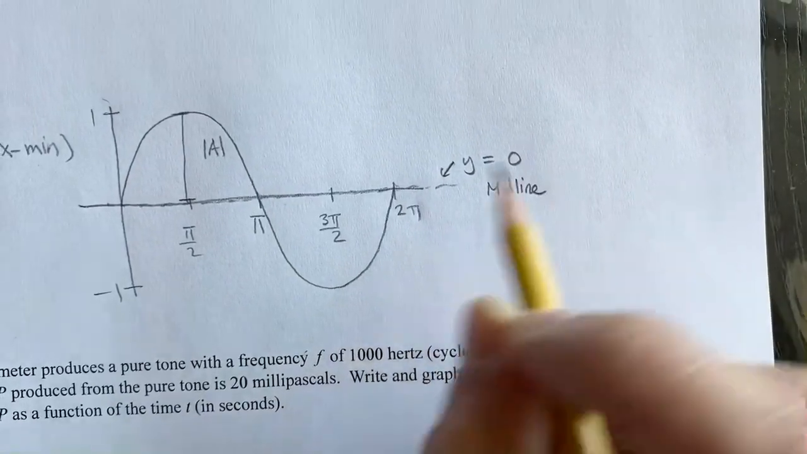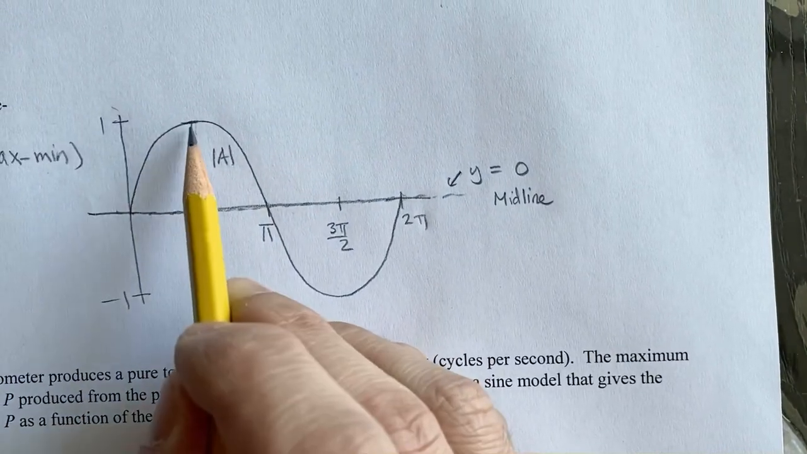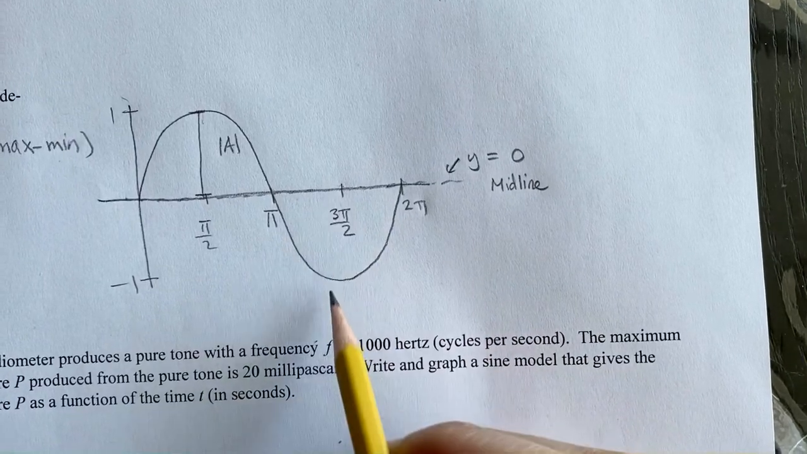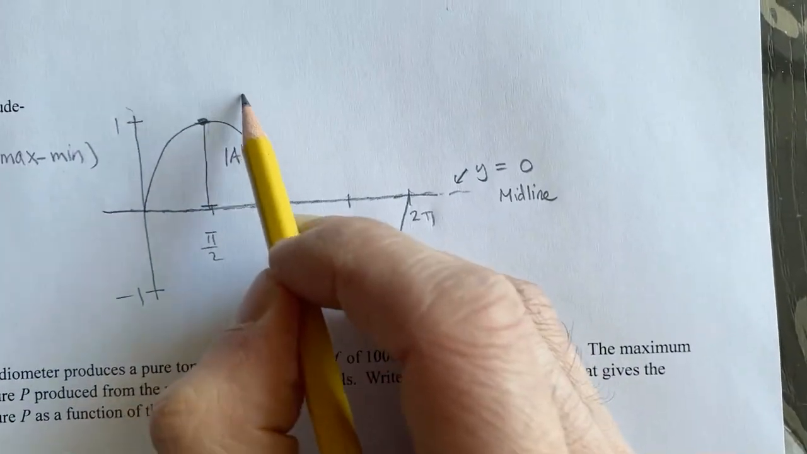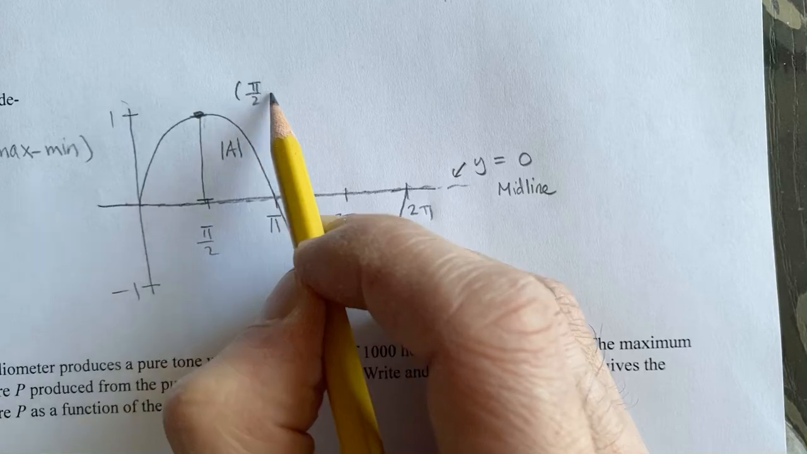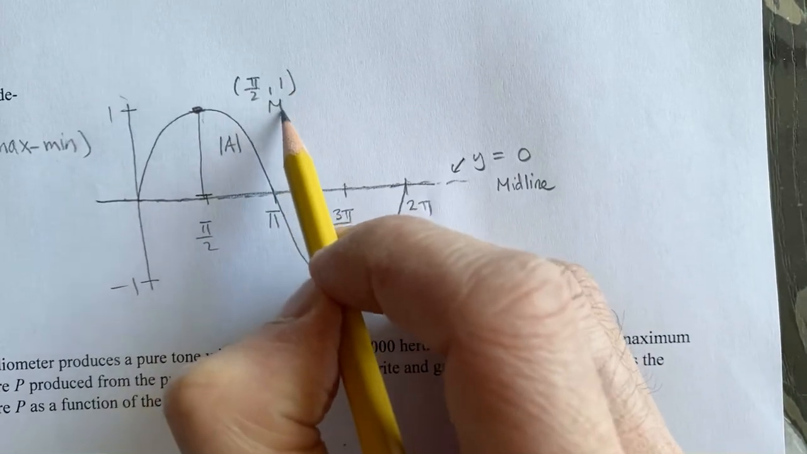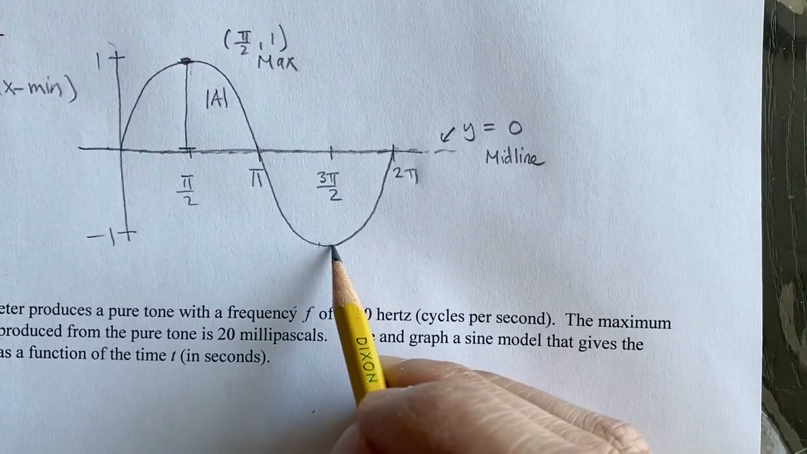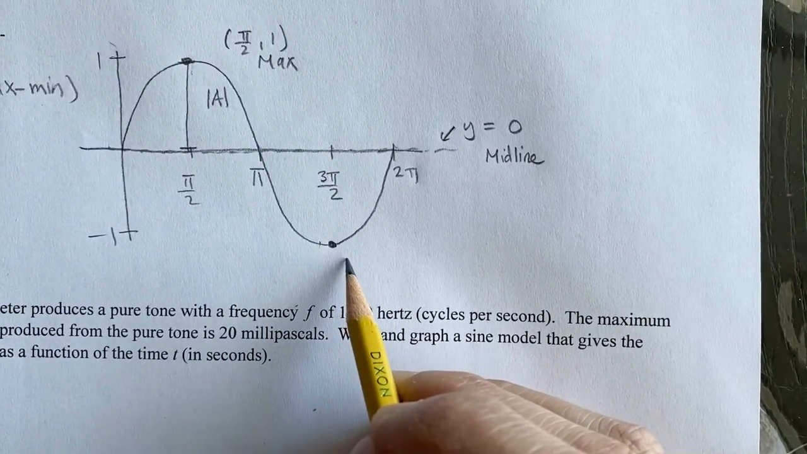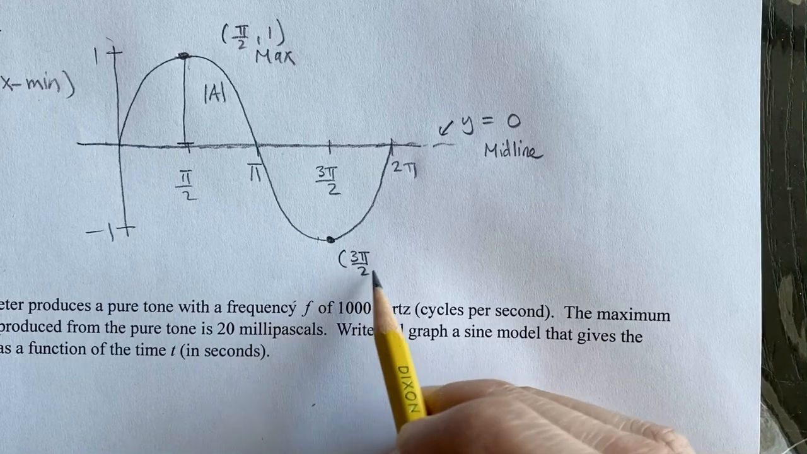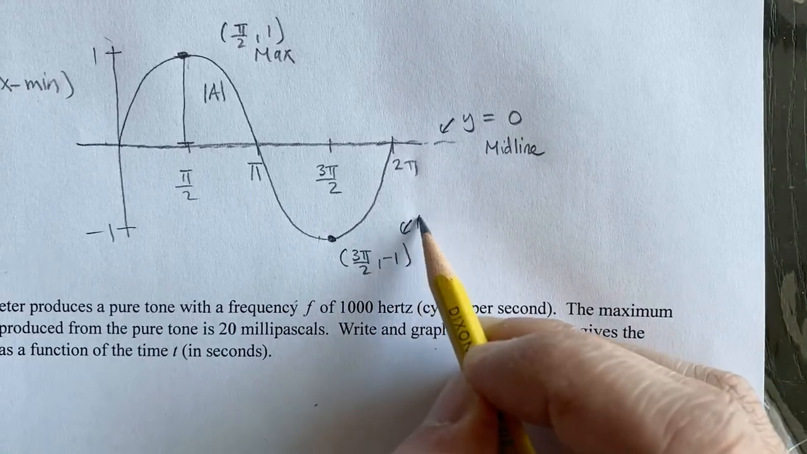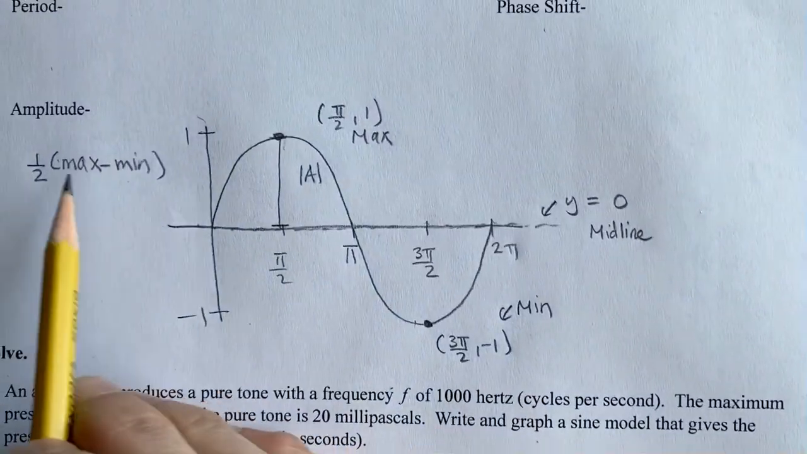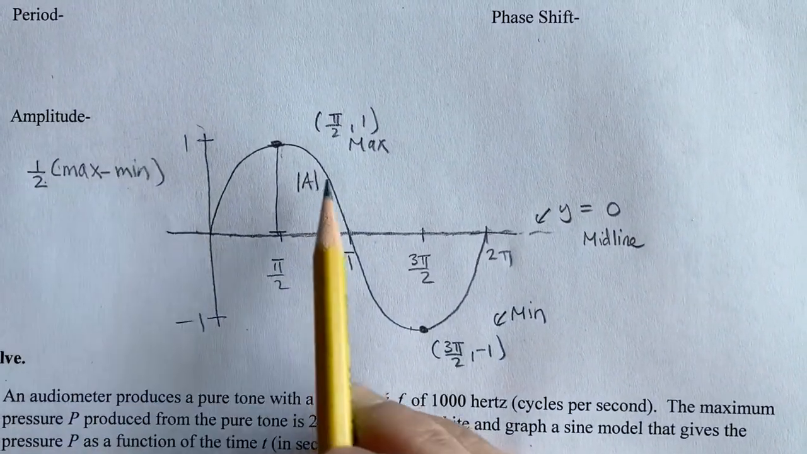You can also think of it as the distance between the midline and the max, or the distance between the midline and the min. Okay, so remember, this is a maximum coordinate. Pi over 2 comma 1, that's a max, and typically the max is the y value, and over here is a minimum, and the y value is the minimum.